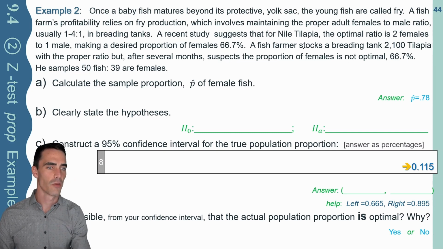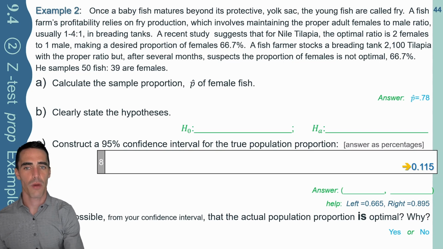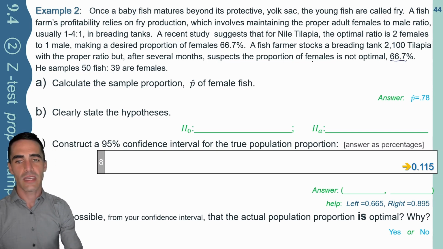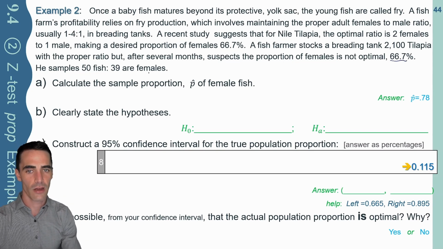A fish farmer stocks a breeding tank of 2,100 tilapia with a proper ratio, but after several months, suspects that the proportion of females is not optimal anymore, is not the 66.7%. He samples 50 fish, 39 are female.